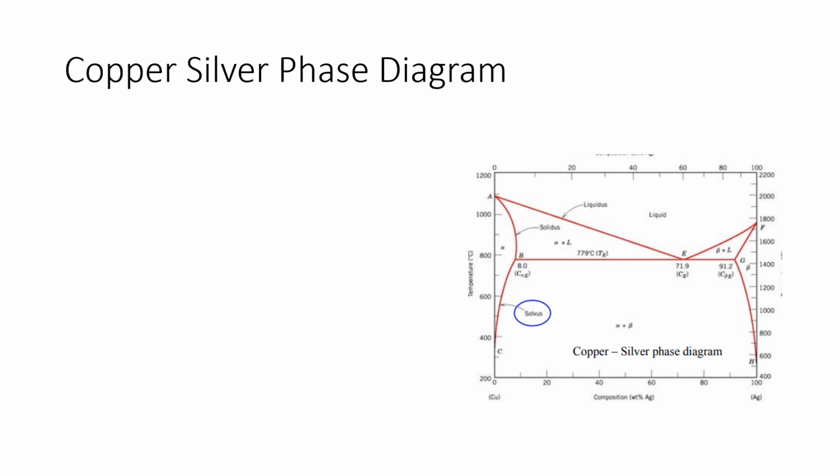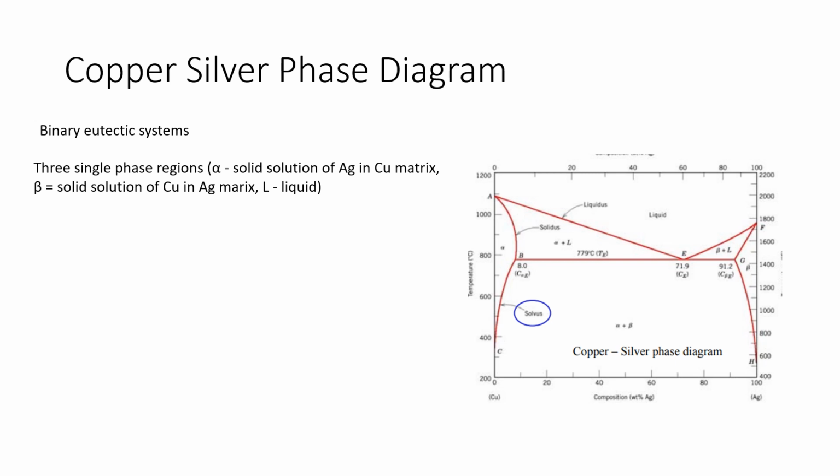This is the copper-silver phase diagram. This is an example of a binary eutectic system. There are three single phase regions: alpha is the solid solution of silver in copper matrix, beta is the solid solution of copper in silver matrix, and L represents the liquid.